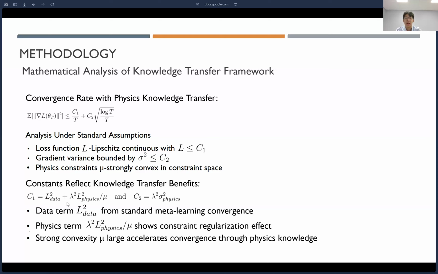The key insight is that a large physics regularization lambda improves rates when constraints are informative. And the well-posed physics, with large mu, provides better conditioning via shared structures, and cross-task patterns in physics enable faster convergence than independent learning.